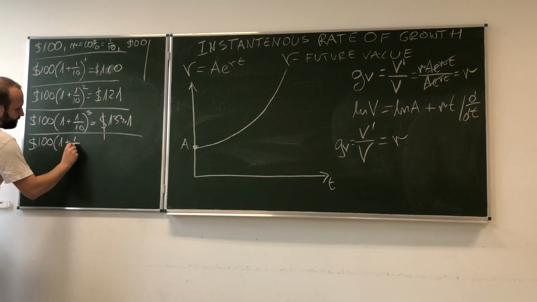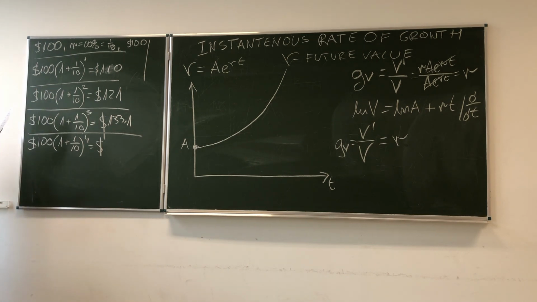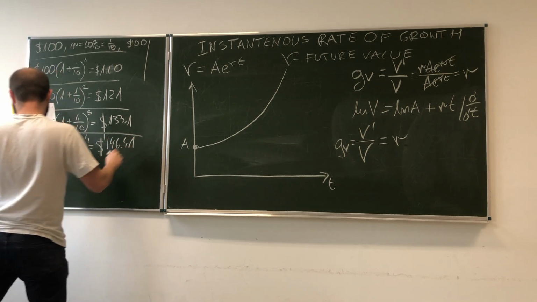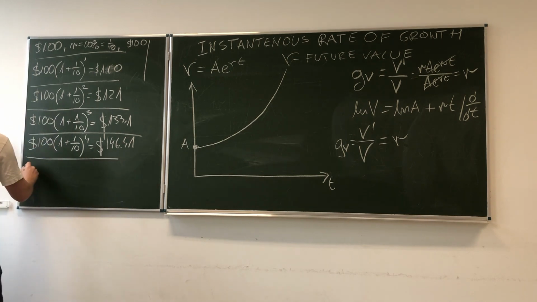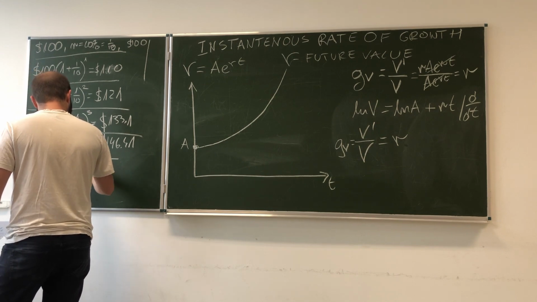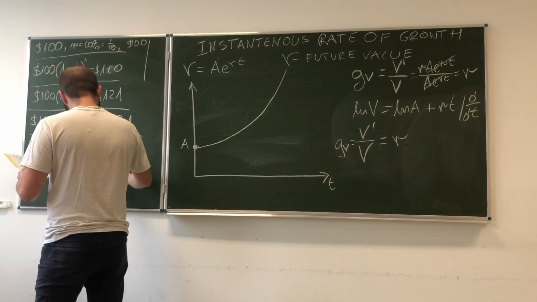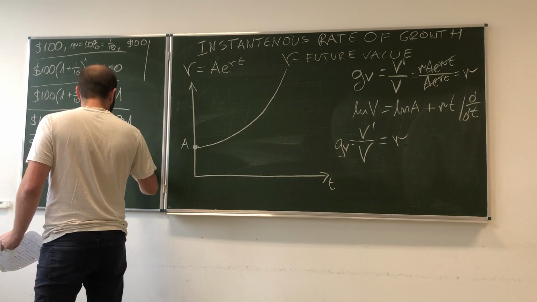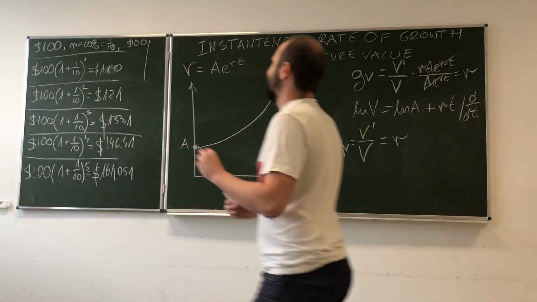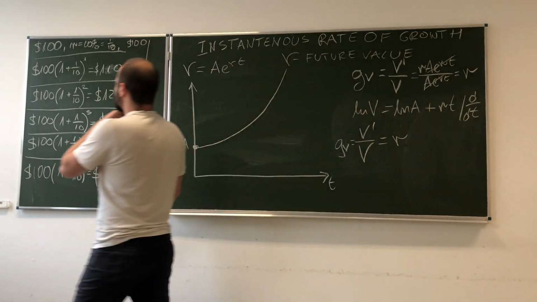Okay, so after 4 years, we would have $146.41. Okay, and the last one, after 5 years, we will have $161.051. Okay, so what do we know about this example? Look, in this example, we definitely have A.